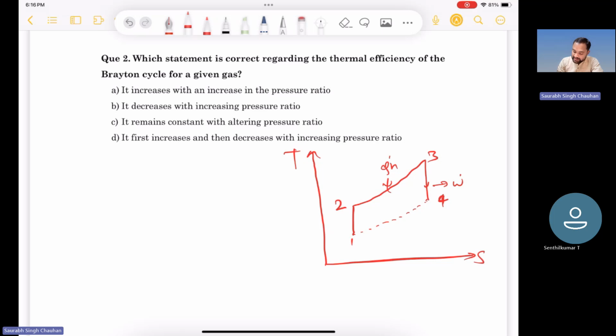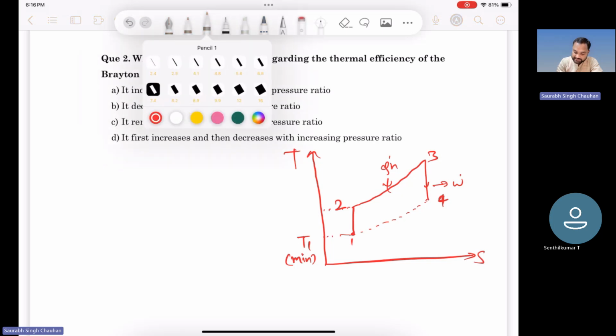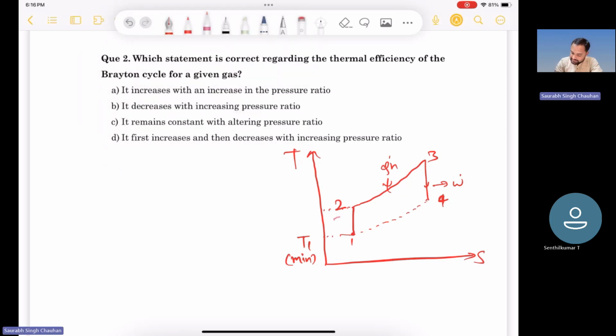Okay. So at point A, let us say temperature is T1, or this is the minimum temperature in the whole cycle. At point 2, this is some temperature T2 and pressure P2. And 2 to 3 and 4 to 1, these are constant pressure lines, right? So here P2 is equal to P3, and 4 to 1, again, this is a constant pressure line. So P4 is equal to P1.